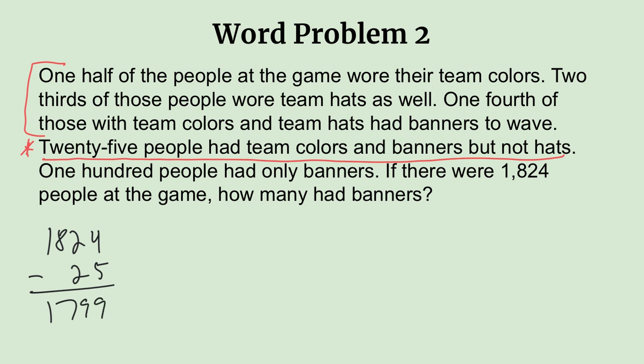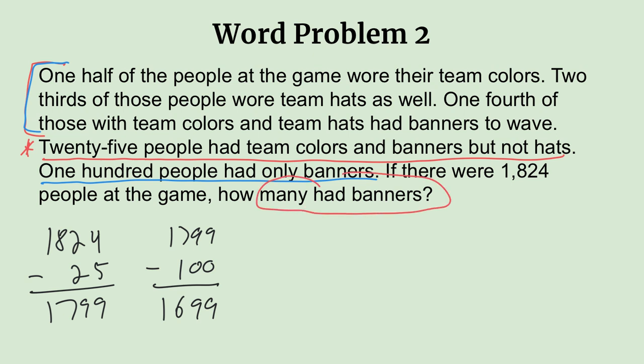Then we're told that there are 100 people who had only banners, so they are also not included up here. So we take that 1,799 and subtract 100. Then we have 1,699. Now, the question we're trying to answer is how many had banners in total. So this 100 we'll add back in a minute. But now we have to figure out this whole thing with the fractions.